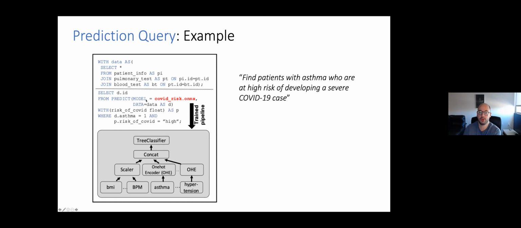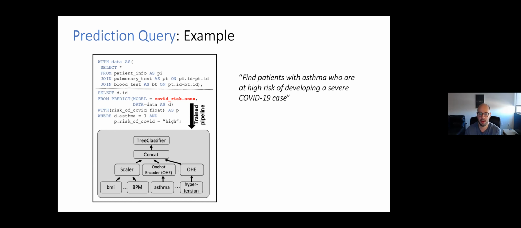We're saying I'm going to be using this model, this ONNX model, which is called COVID risk, with this data that you see above from the joining of the data. And on top of that, I'm going to be having two predicates. The one is that the asthma has to be true, and then that the COVID risk has to be high. And then I will be returning these patients, right? So this is a prediction. This is a batch prediction query, essentially.